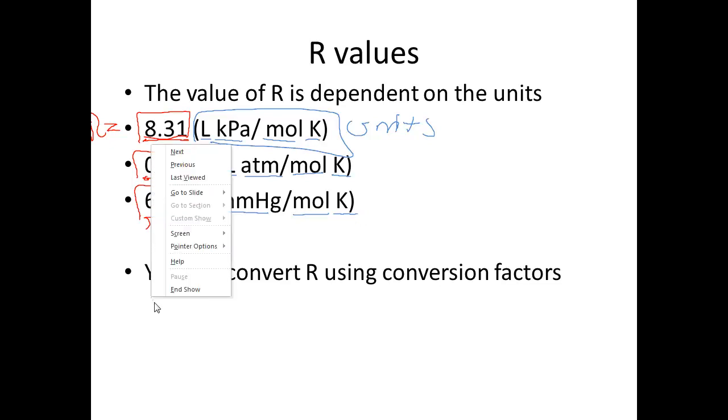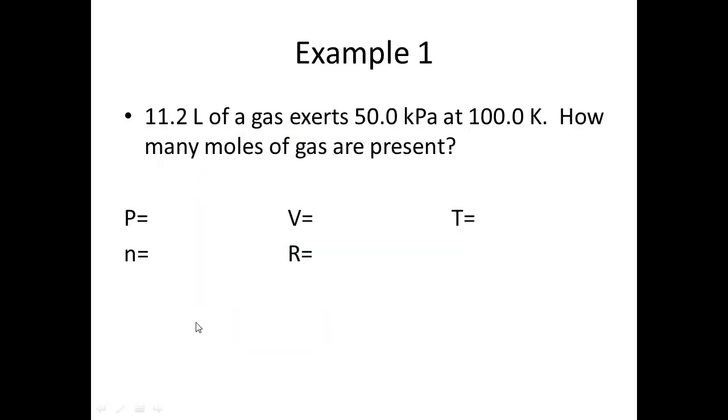So let's go through this one. Let's make sure you have these down in your notes. Let's try this example right here. 11.2 liters of a gas exerts 50.0 kPa at 100 Kelvin. How many moles of gas are present? You guys want to go through this: 11.2 liters, 50.0 kPa, 100.0 Kelvin. How many moles? You got to pick out which R you use for this one. One of them's correct. The other 2 are incorrect.